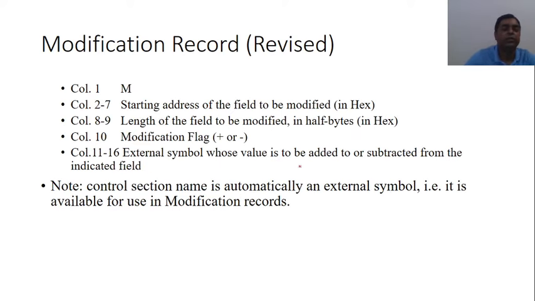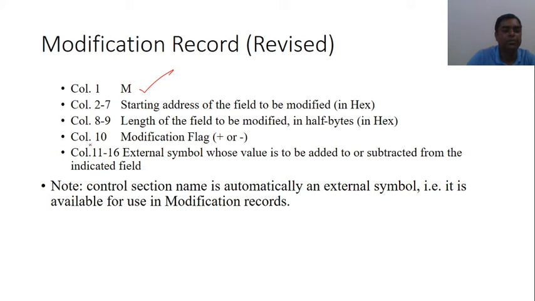Now, our revised modification record will be like this. Column 1, M stands for modification record. Column 2 to 7, starting address of the field to be modified in hex, the same as in the previous modification record format. Column 8 to 9, length of the field to be modified in half bytes in hex, which is also the same.